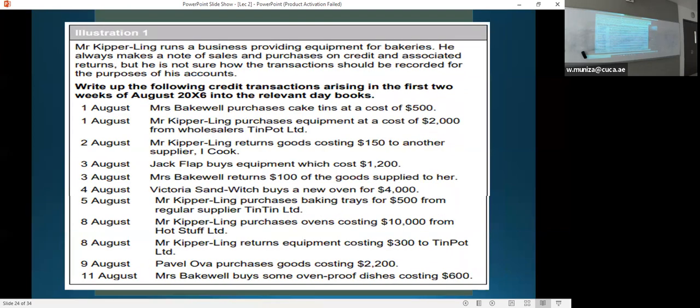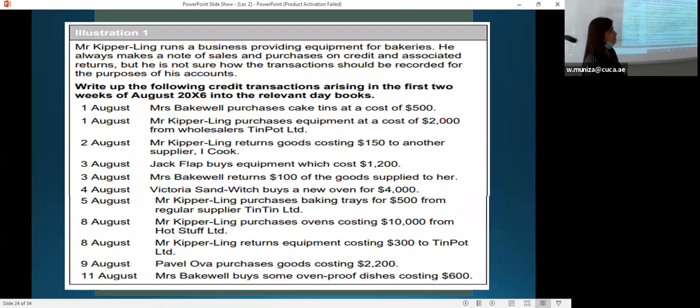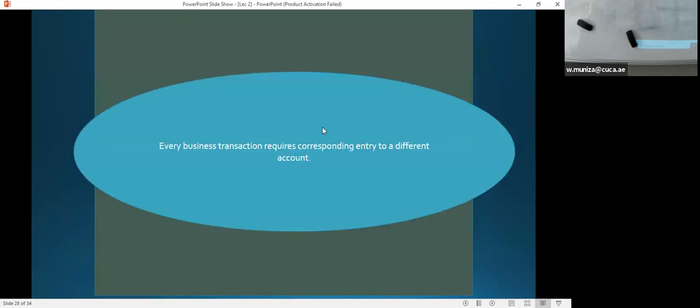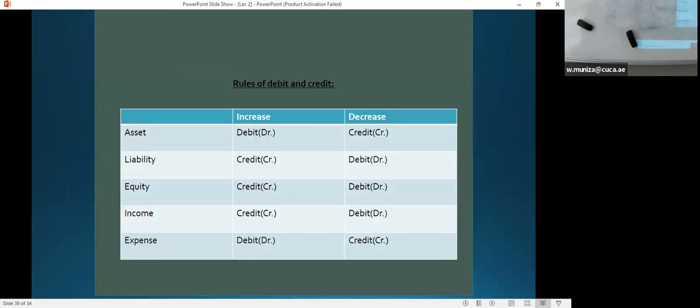Now, students, here is illustration number 1, and here we are going to study the recording of the transactions. Okay, before that, we are going to study the rules of debit and credit. On the basis of which rules we are going to debit some account, and on the basis of which rules we are going to credit the other account.